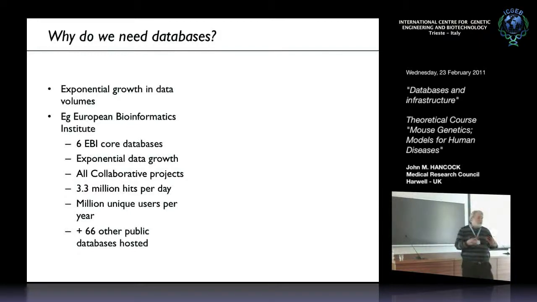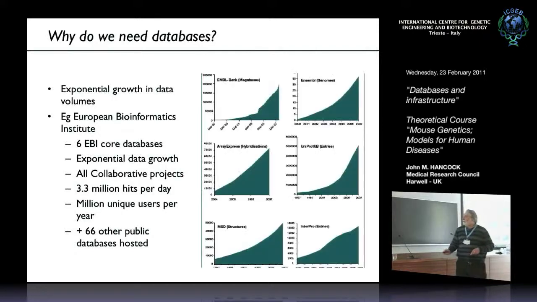In fact, very often nowadays, large projects in Europe almost have to have the EBI as a collaborator as part of a project, if they're doing informatics, and nearly all projects need informatics. So their website has over 3 million hits per day. They have a million unique users a year, so there are obviously a lot of scientists out there. And there are various other databases also held at the EBI.